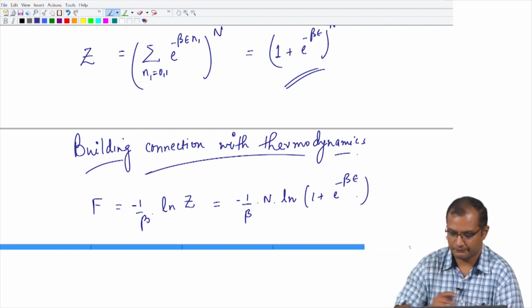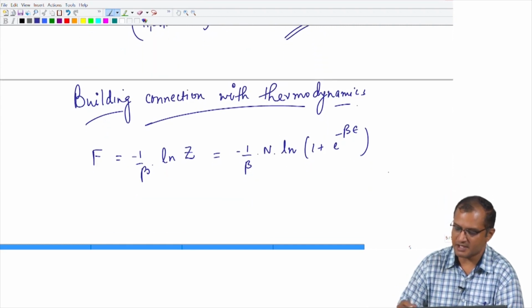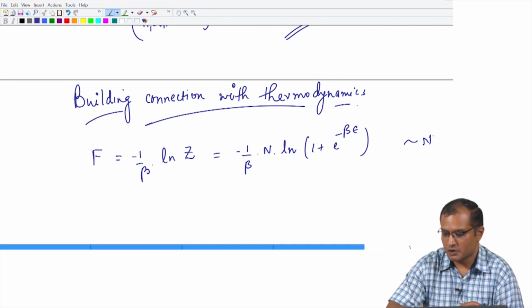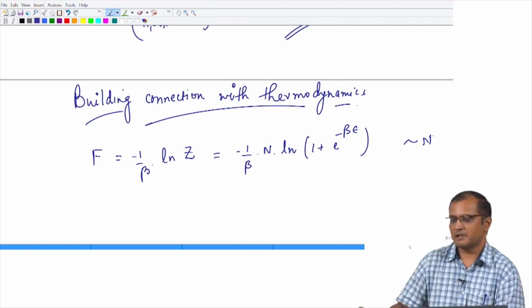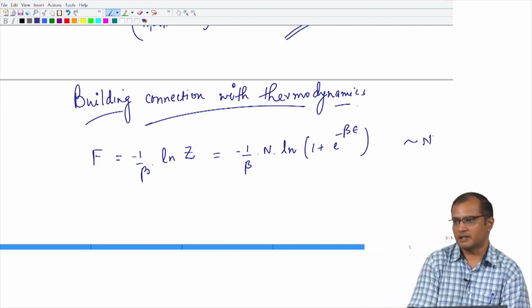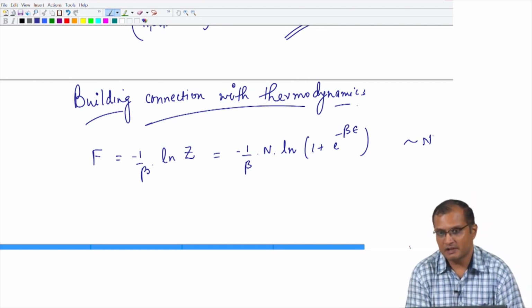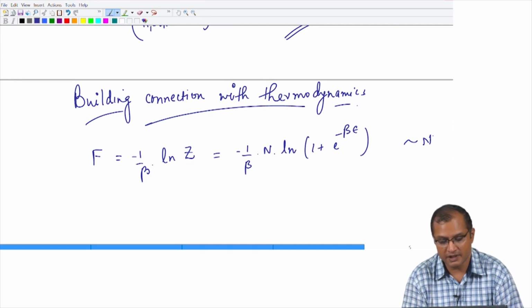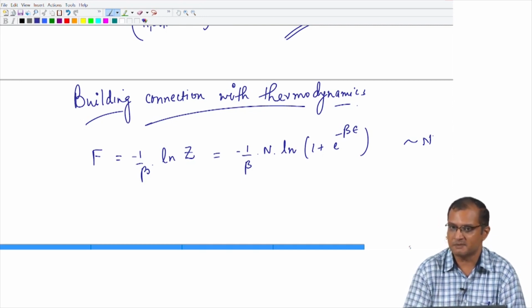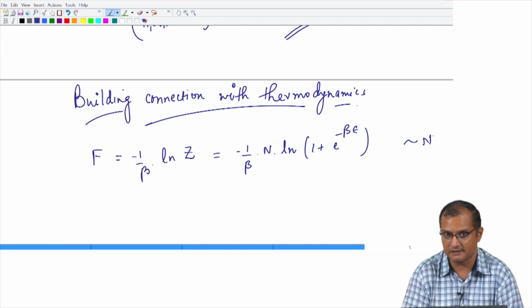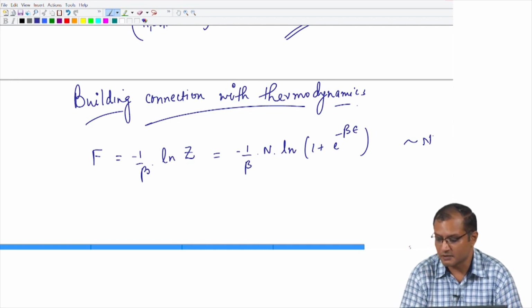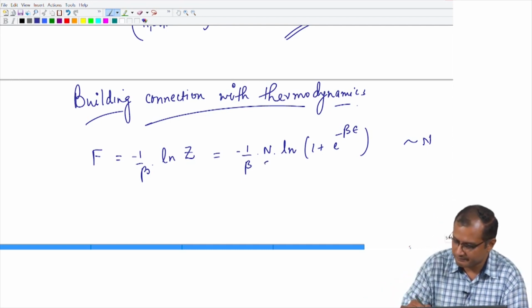As you can see, the free energy is extensive, it scales as N, because beta is intensive and ln of 1 plus e raised to minus beta epsilon is also an intensive quantity. The argument of ln is also intensive. There is only one quantity in the definition of free energy which makes it extensive, and it must be extensive. All energy scales are extensive. It scales as N because of this N.